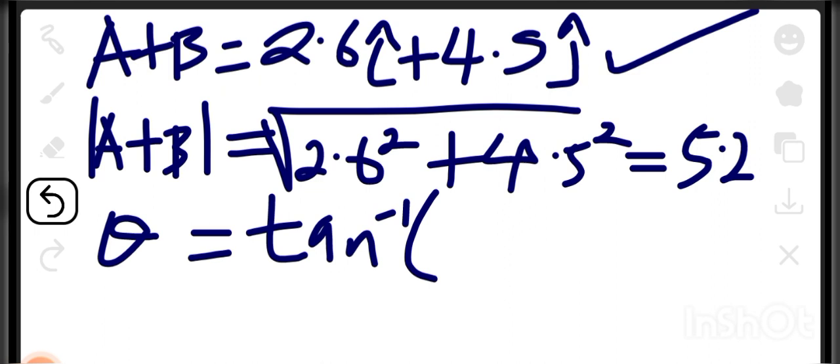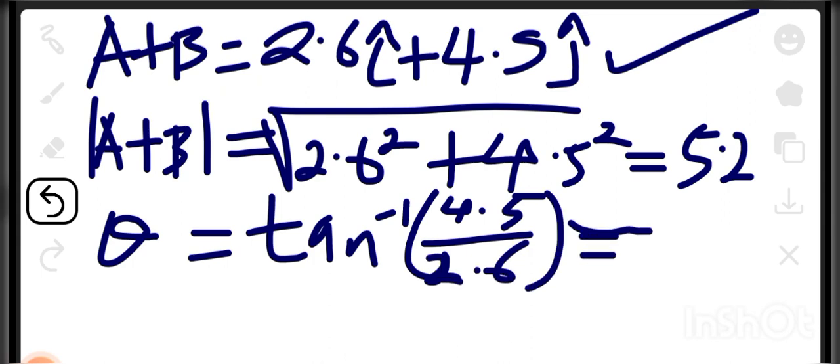AS over AY. So which one is the Y axis? For the Y axis side, the one that is with G, that is the Y axis side. That's 4.5 over the S axis, which is 2.6. This will give you approximately 60 degrees.